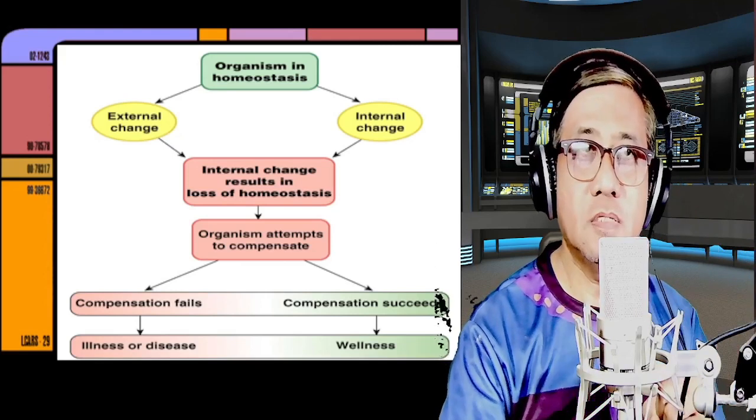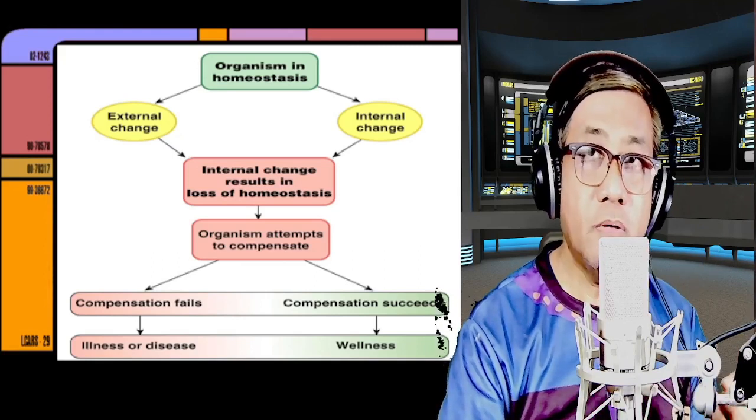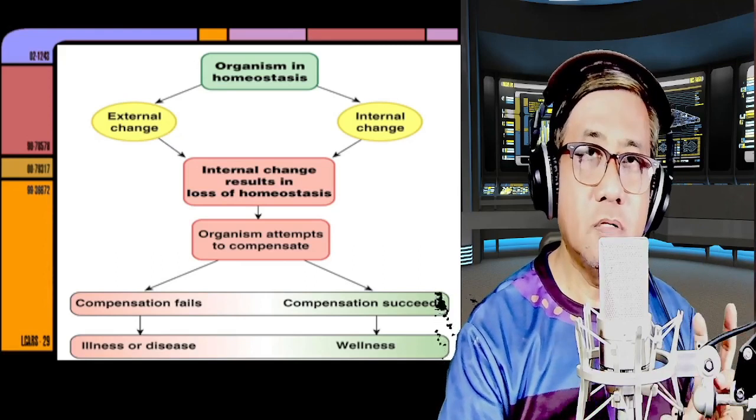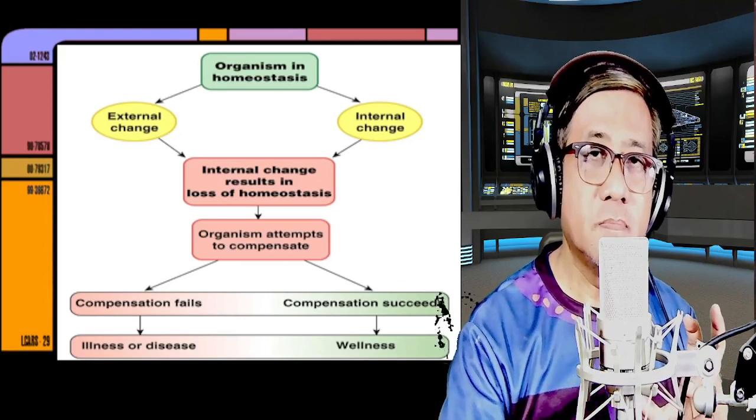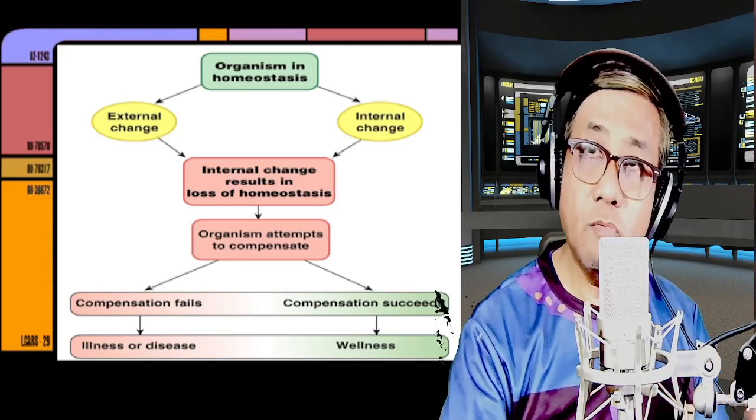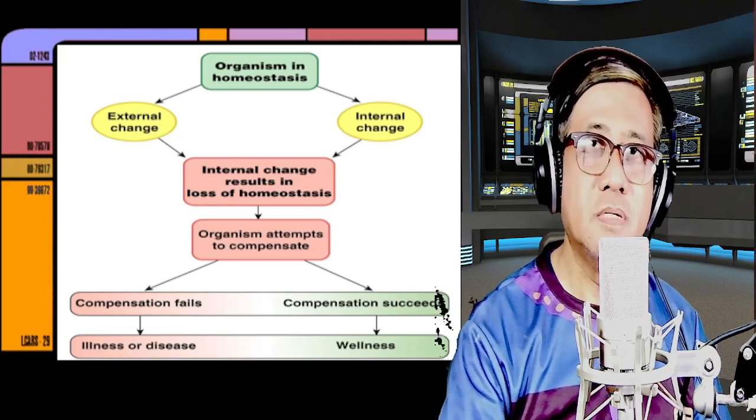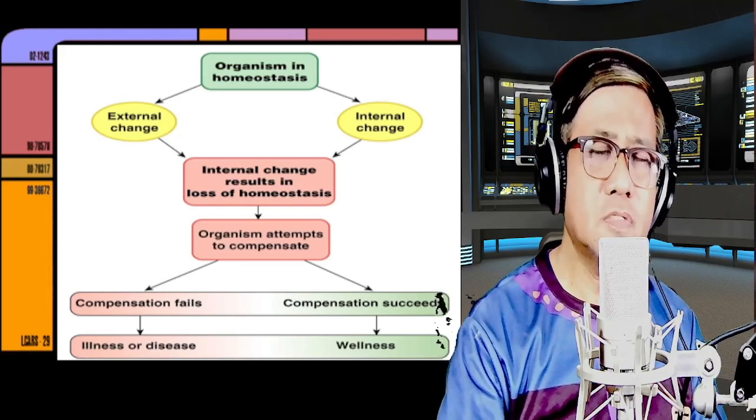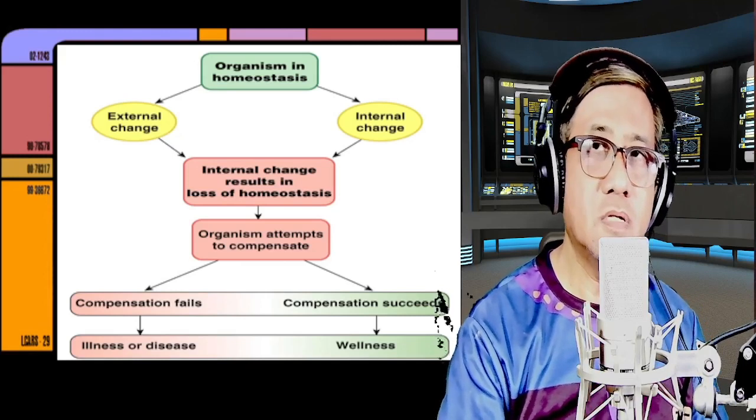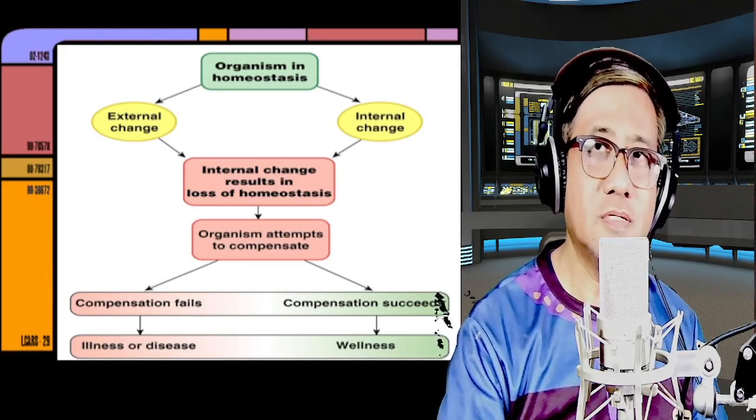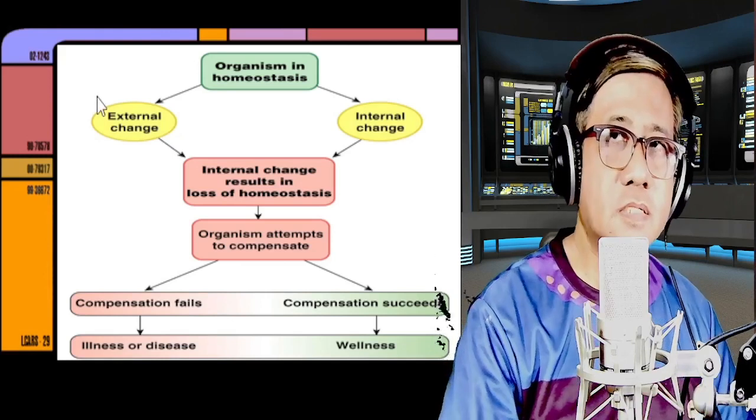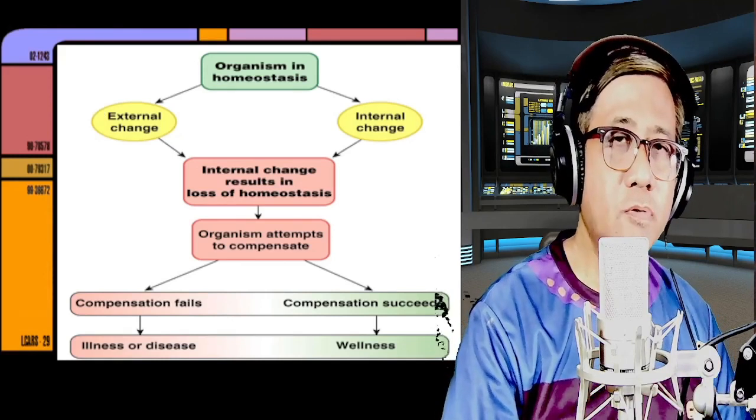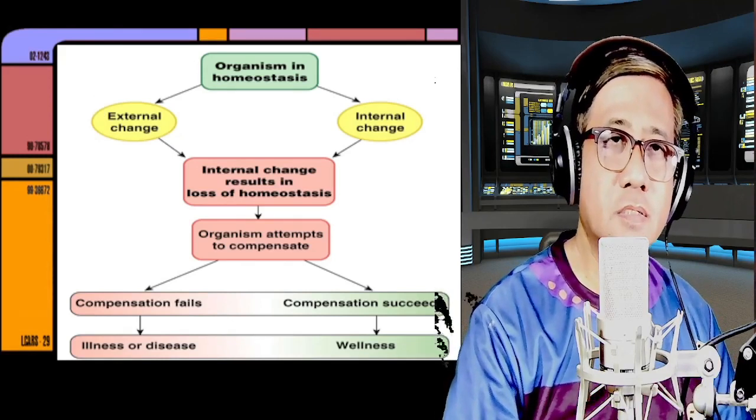Now, if the organism can compensate, or pag nag-normalize yung na-disrupt na changes, edi that will result to the wellness of the organism. So that is very important. Homeostasis is crucial in the survival of the organism. So class, ang tanong ngayon, how do we achieve wellness?